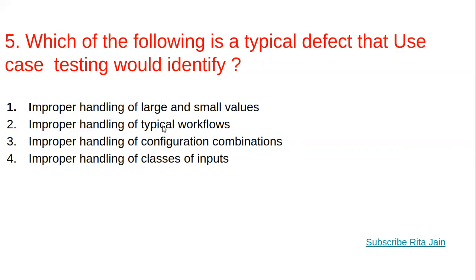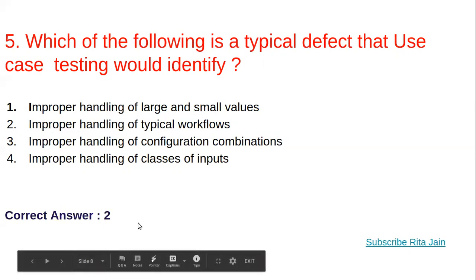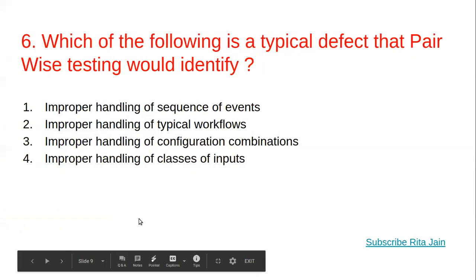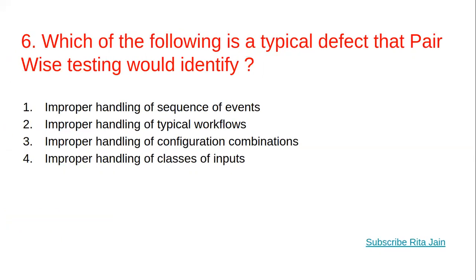The best example is a login form or sign up form. On various websites we have various options of signing up, like the user can sign up through an FB account, through a Google account, or through a mobile number. So we need to test the various user flows. So the right answer is 2. Question number 6. Which of the following is a typical defect that pair-wise testing would identify?